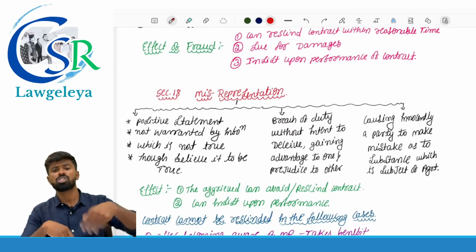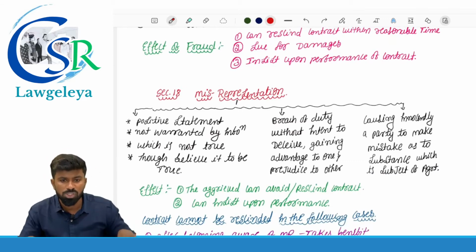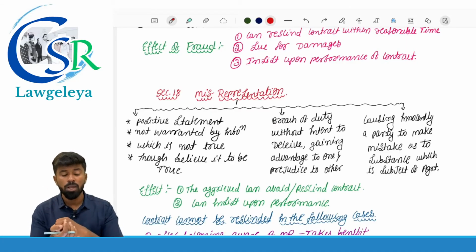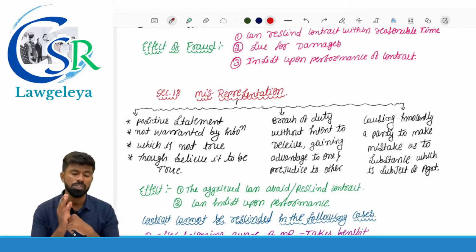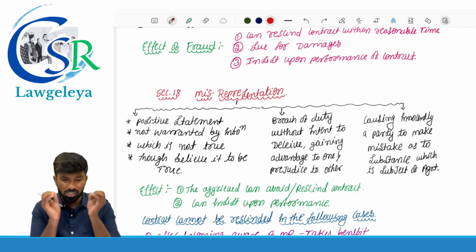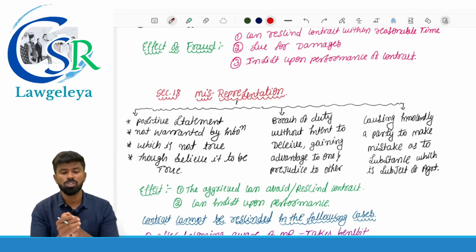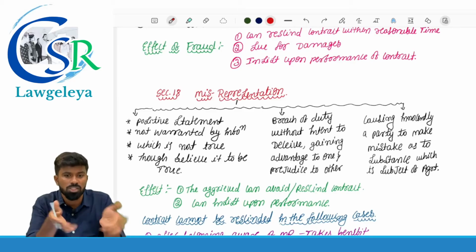Section number 18, misrepresentation. Simple. Intentional misstatement, fraud. Innocent misstatement, misrepresentation. If a person suggests something as a fact which is not true by one who does not believe it to be true, it is called as fraud. If a person suggests something as a fact which is not true, which he believes it to be true, it is called as misrepresentation. Why? Because he is also innocent.